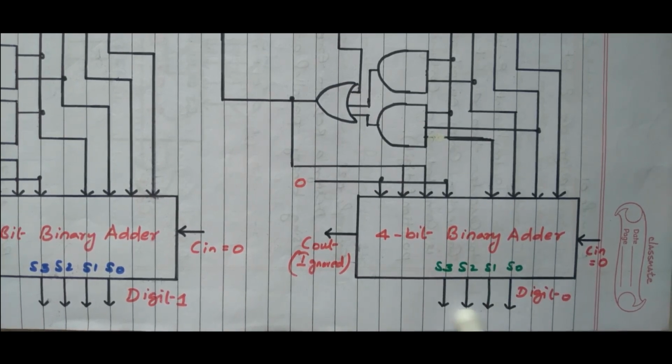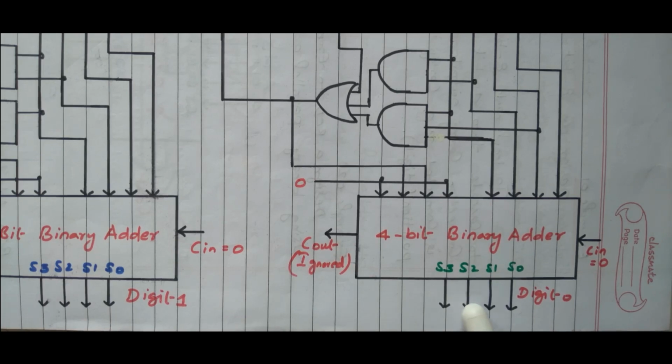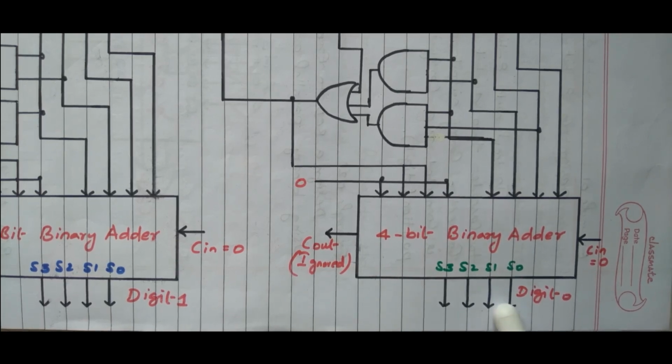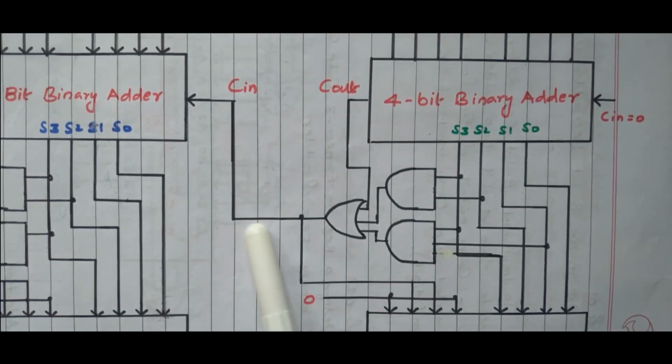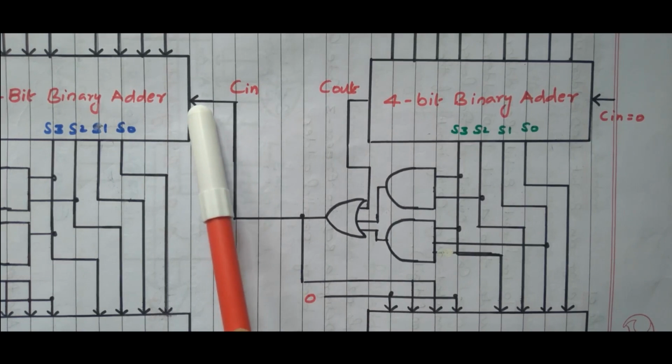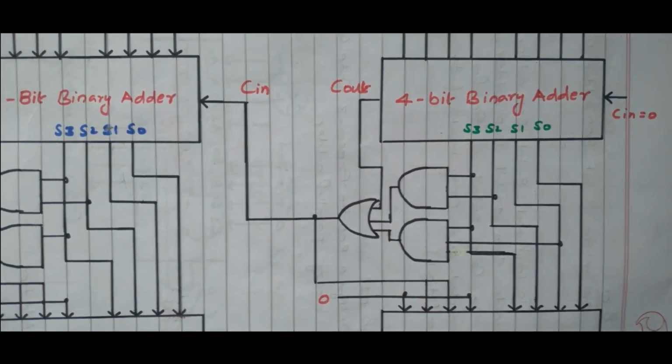So these are the lower bits. Now we are doing the 8-bit BCD addition. This is the first 4 bits. The first 4 bits of the first number and second number are added. This is the answer of the first 4 bits, right. Now we'll go to the next 4 bits, so we'll go to the next BCD adder. This carry out is given to the carry in of the second BCD adder, right.